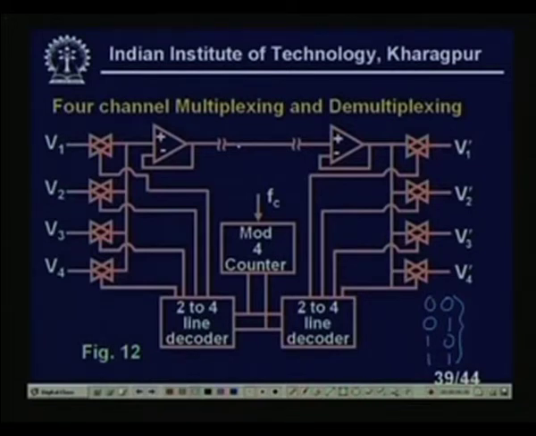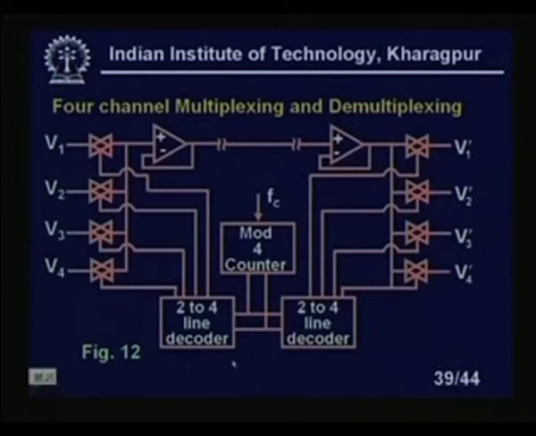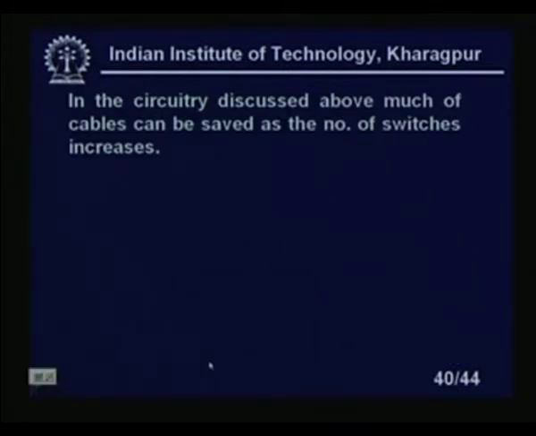But you know that one-to-one synchronization should be there. That means when these lines are selected, simultaneously this line also should be selected. It is not very difficult, because the same pulse, the same mod 4 counter output, is coming to both decoders. So when this is selected, this will be selected. And at that time all these 3 analog switches will be deactivated, and the other switches also will be deactivated. When this switch is selected, this switch also will be selected, like that it will go, right. So in the circuitry discussed above, much of the cabling can be saved as the number of switches increases.